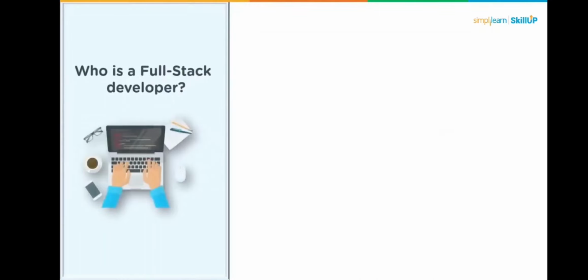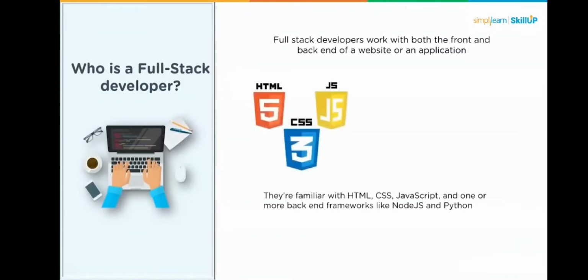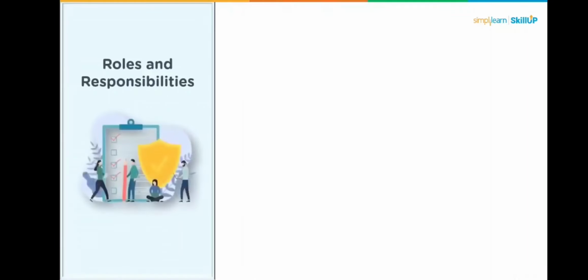So moving on, let's see who a full stack developer is. Now basically a full stack developer works with both the front end and the back end of an application. He has to be familiar with languages like HTML, CSS, JavaScript, and also one or more back-end frameworks like Node.js and Python. Now these developers have got all the web development skills to build websites and applications from start to finish. Now that we've understood what exactly a full stack developer does, let's look at some of his responsibilities.